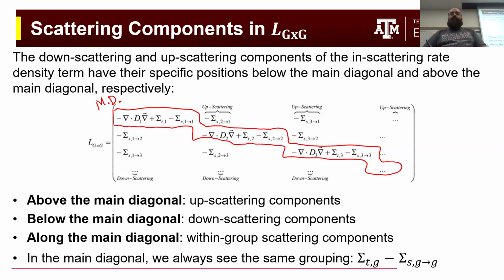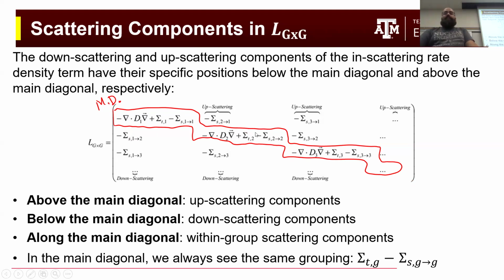And then if I look at the main diagonal, every term in the main diagonal contains something that looks like sigma t for that group minus the within group scattering for that group, right? Like here's the total for group 1 minus the within group scattering for group 1. Here's the total for group 2 minus the in group scattering for group 2, and so on. So the main diagonal is what contains my within group scattering components.